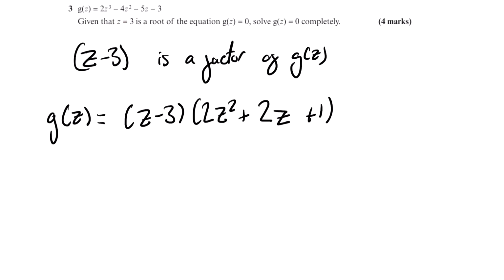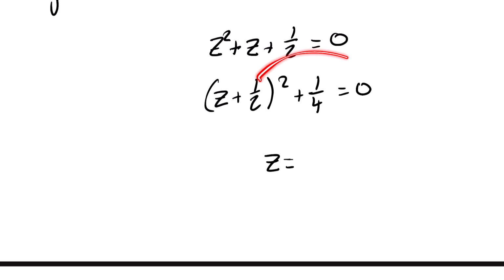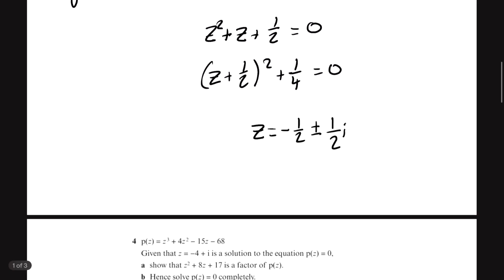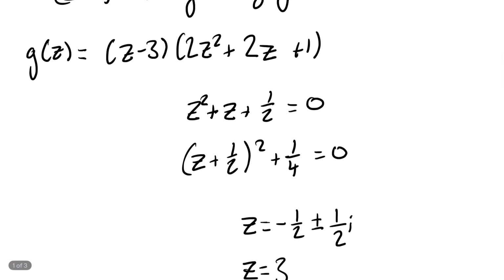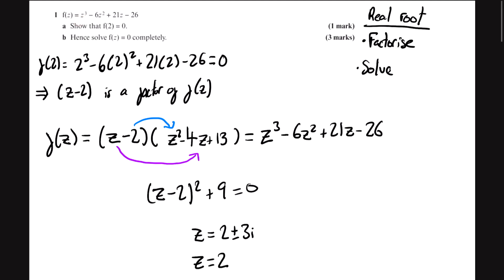Then of course solving this quadratic, we can just halve everything, complete the square. So we brought that over, which means there's a minus half, and we brought this over and square rooted it, so that means it's going to be plus minus half i. And of course our root from before, which was z is 3. So notice how we started with a cubic here, and we ended up with 3 roots. Same thing here, we started with a cubic, and we also got 3 roots.